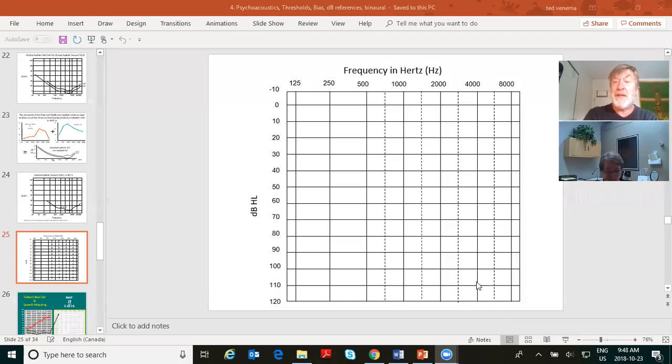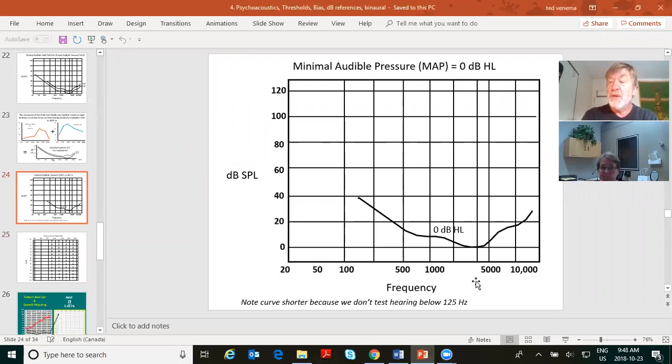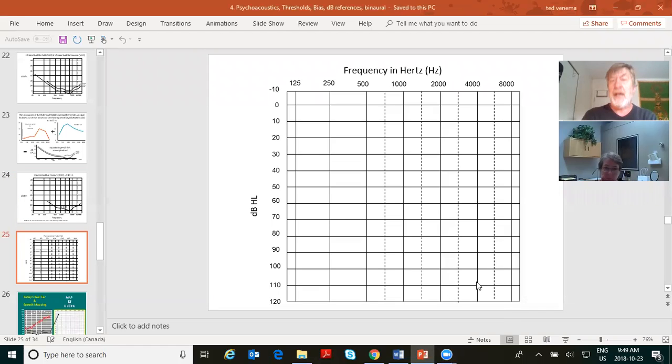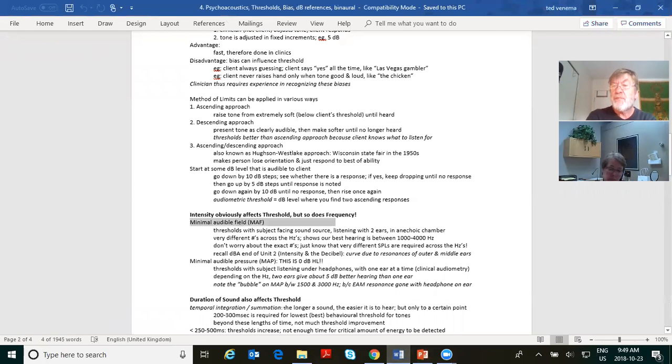And this MAP shows us that to be true. And MAF shows that to be true. And a dog or a cat would have different shaped MAFs and MAPs, okay? But we're humans, this is us. So dB HL, look at the vertical axis on the side here. That's the reference for human hearing, okay? So there's your second dB reference. Good. Look at our notes now, and where have we come?